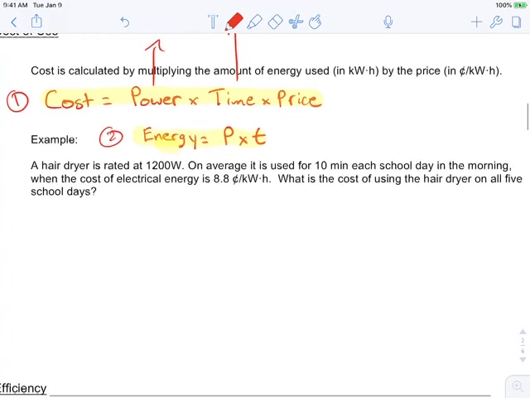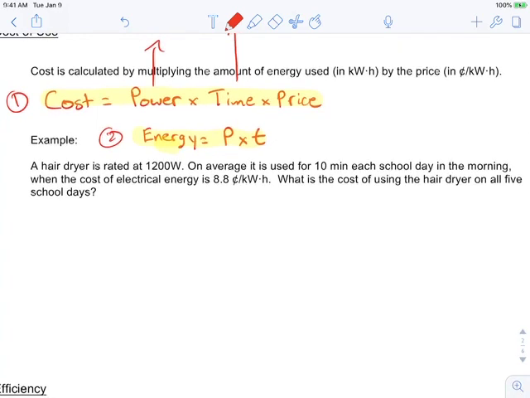So let's take a look at our first example. We're going to list what we have. The very first thing we have is a hairdryer. It says it's rated at 1200 watts. So you have to be able to take a look at this and figure out, okay, 1200 watts, what does that mean? Is it power? Is it time? Is it price? We know that watts corresponds to power. So our power is going to be 1200 watts.